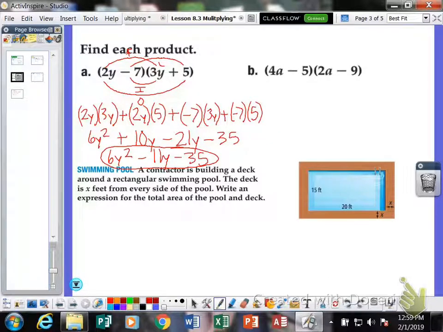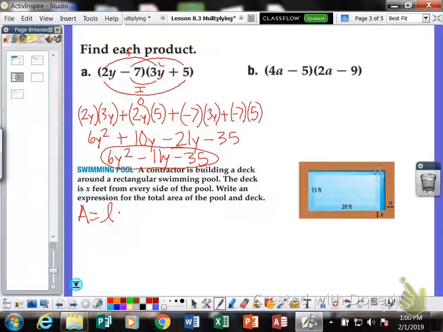Alright, for our next problem, a contractor is building a deck around a rectangular swimming pool. The deck is x feet from every side of the pool. We need an expression for the total area of the pool and deck. So we want to find the area for this one. We know area is length times width.